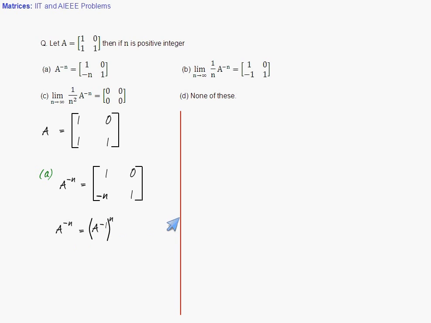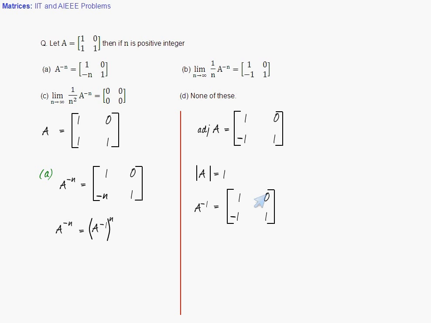Now for my A inverse, first I will calculate the adjoint. My adjoint A will become 1, 0, minus 1 and 1. Now the value of determinant A is equal to 1. Therefore my inverse becomes 1, 0, minus 1 and 1. So this is my inverse.